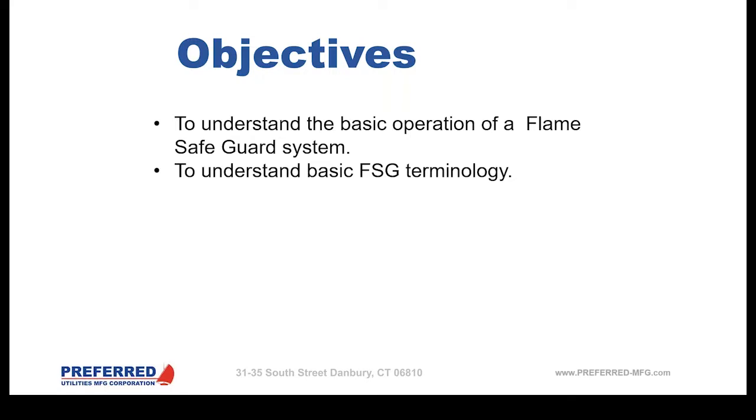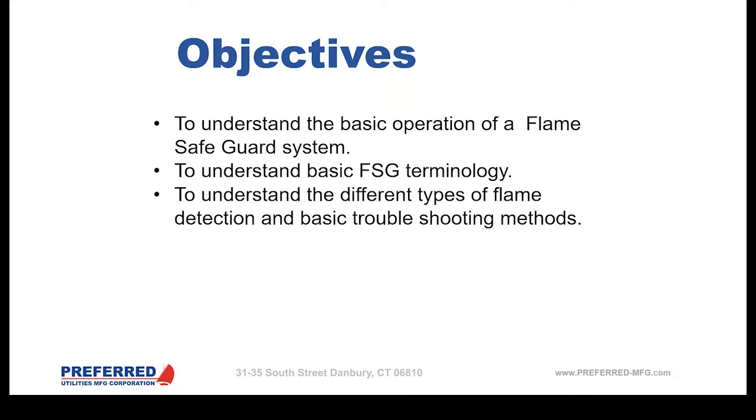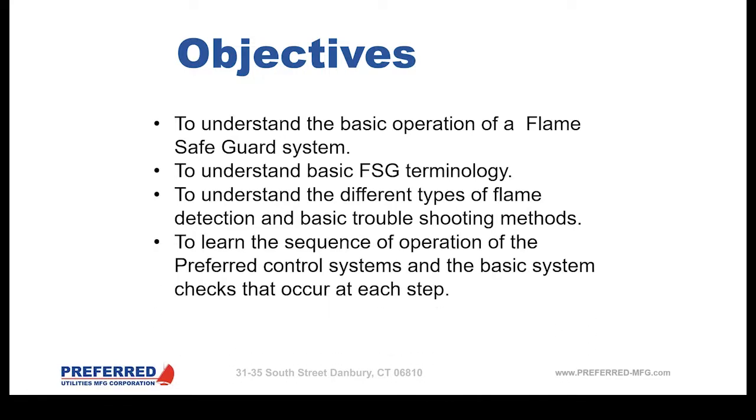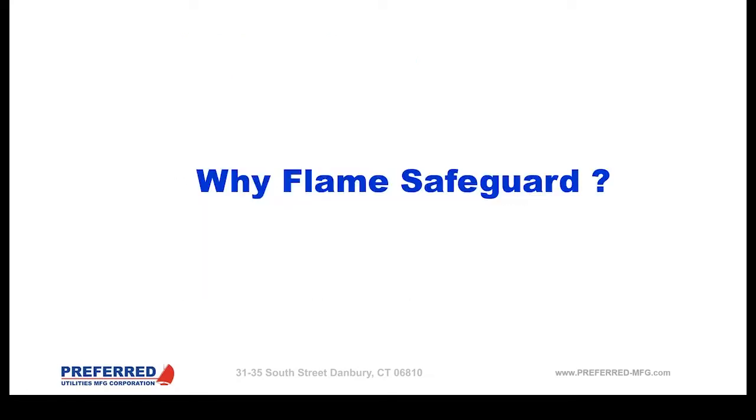So we're going to be also talking about the basic flame safeguard terminology, so you'll understand when someone uses a particular term, what they're referring to. You're also going to understand the different types of flame detection and basic troubleshooting methods. Also, we want you to learn the sequence of operation of the preferred control systems and the basic system checks that occur at each step. These controls are made and designed to make sure that everything is done in a particular sequence, very safely and repeatable and very reliably.